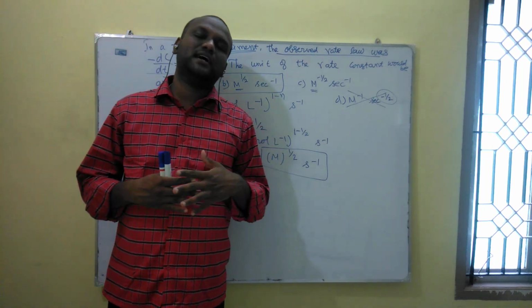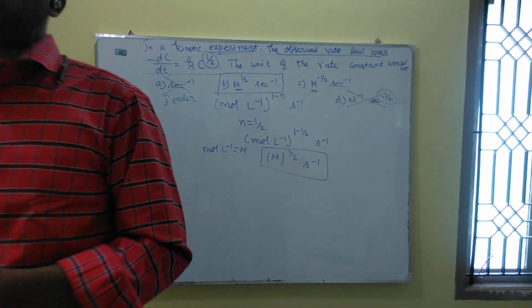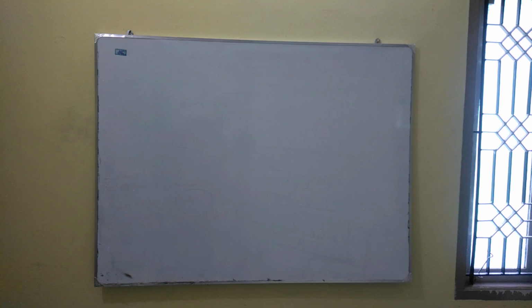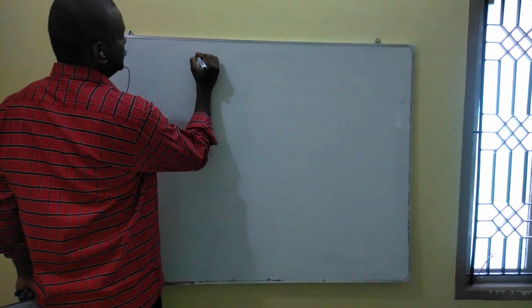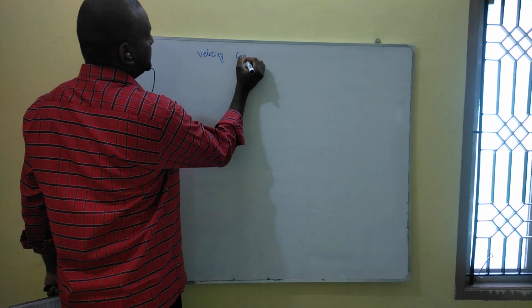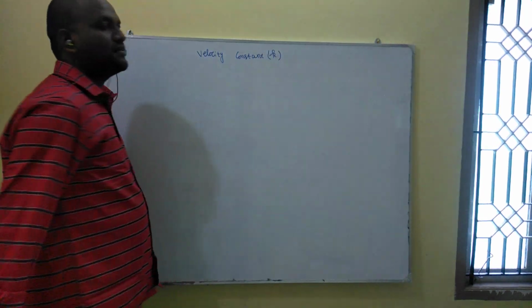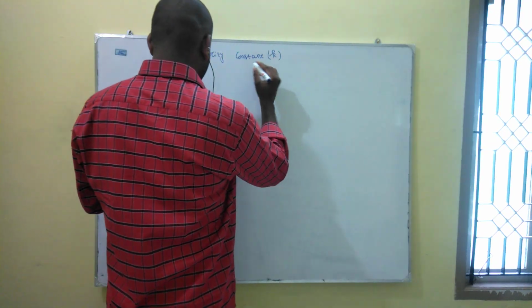And there are some direct questions also available, based on the order of the reaction. Next, a direct question is given: the velocity constant of the reaction, which is nothing but your rate constant. This is a TNPSC question. The velocity constant K of a reaction is given as having a unit.